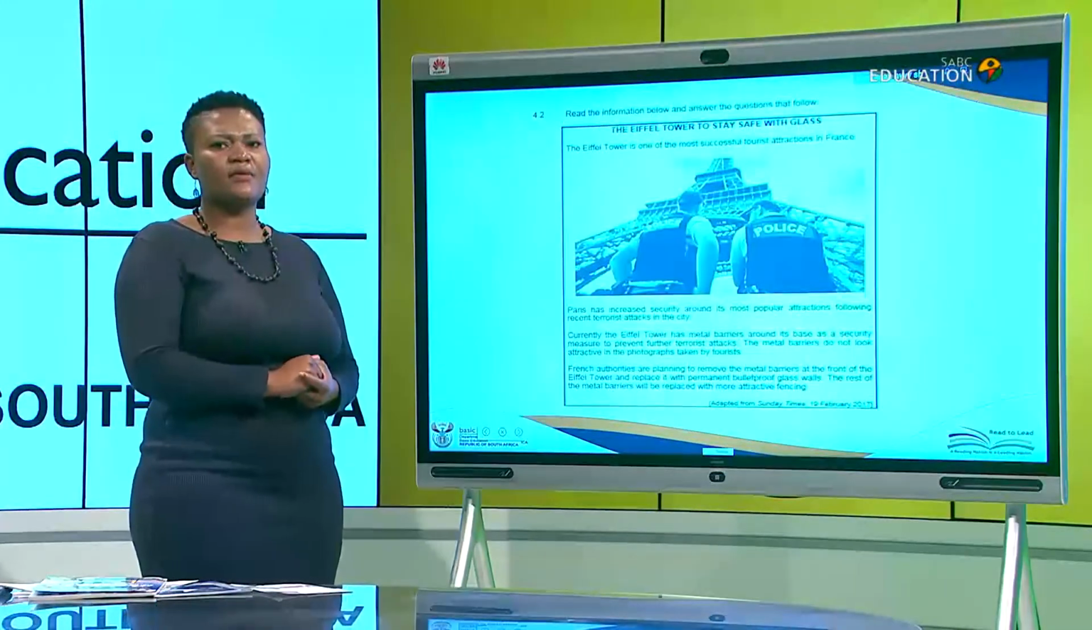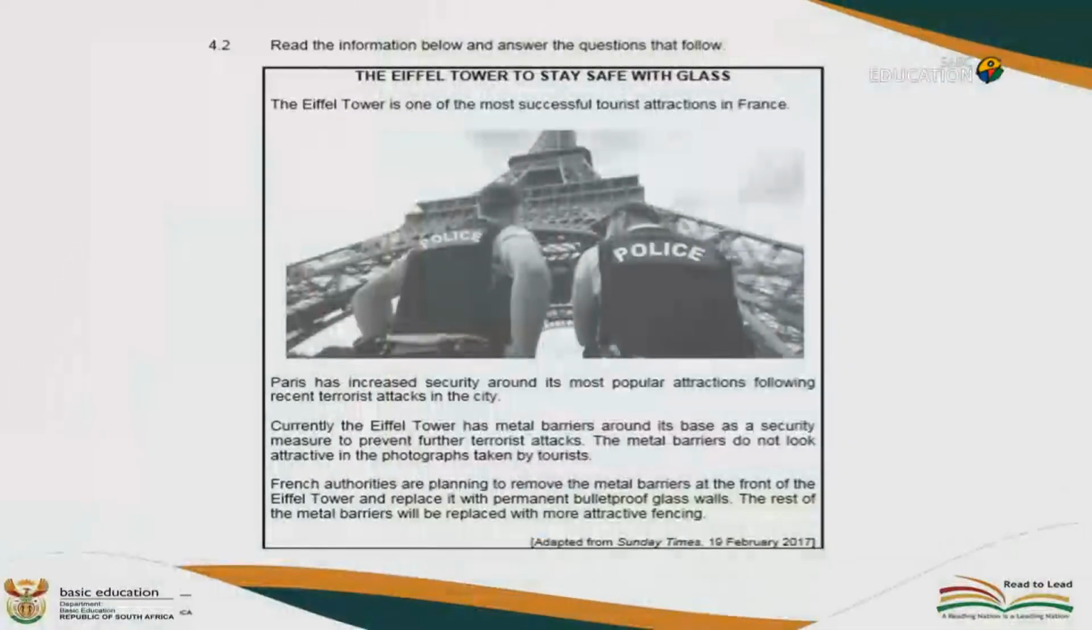Then I've got an example of a question, 4.2. So guys, you know that when you're in the exam room, when you see this case study, you must read. Reading is important. The Eiffel Tower to stay safe with glass. The Eiffel Tower is one of the most successful tourist attractions in France. Paris has increased security around its most popular attractions following recent terrorist attacks in the city. Currently, the Eiffel Tower has metal barriers around its base as a security measure to prevent further terrorist attacks.